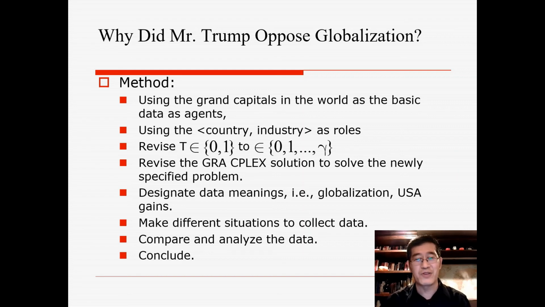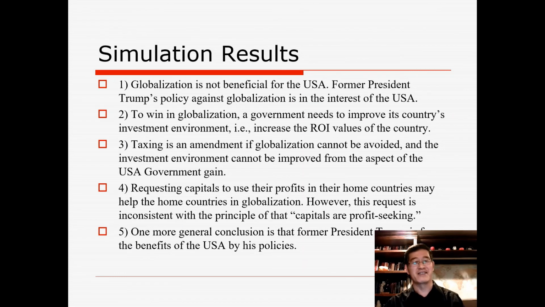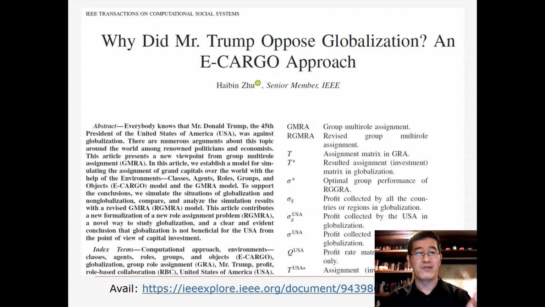And it's an interesting one. The result means that if you allow globalization, all the big capital, the large money in America, is invested out of America. That's a big case. That's why I believe if Trump hopes to help America, they should stop that. This is also published in IEEE Transactions on Computational Social Systems.